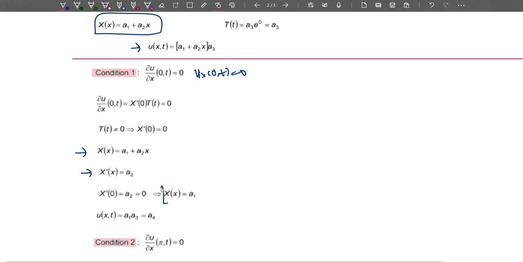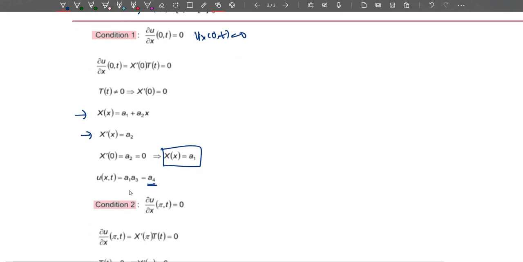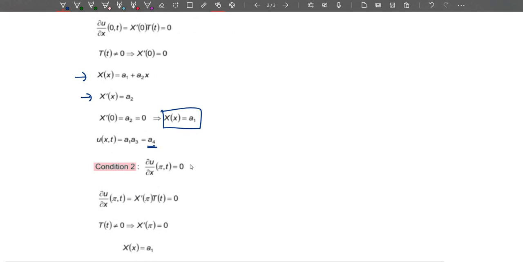Therefore, we are left with X(x) equal to a1. Okay, u(x,t) is equal to a1 times a3, because here a2 equal to 0. So we are left with a1 times a3. a1 times a3 can also be written as a4 to make it simpler. Okay, another new coefficient.